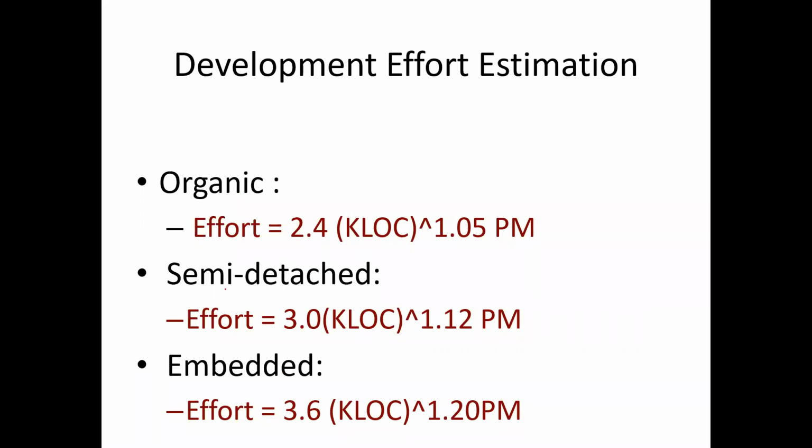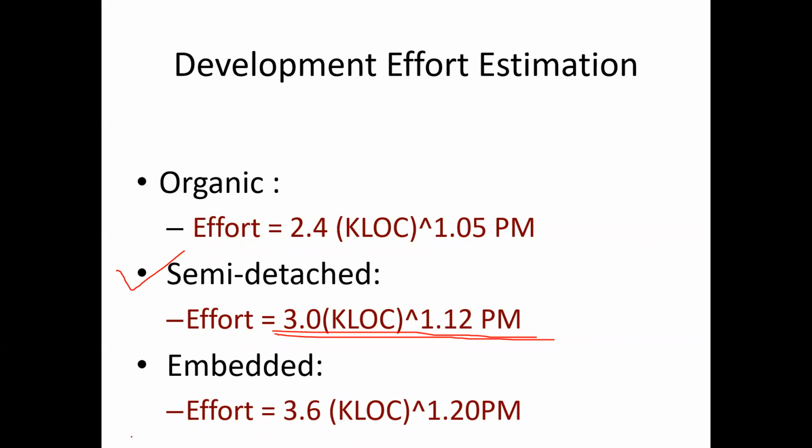3.0 into KLOC, this one. Okay. So 32,000 LOC is first converted into kilo LOC, that is 32. So this formula will be used: 3.0 into 32 to the power 1.12. Why? Because I have given that it is semi-detached software.